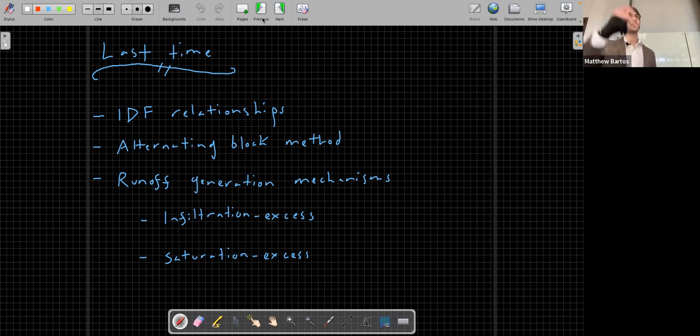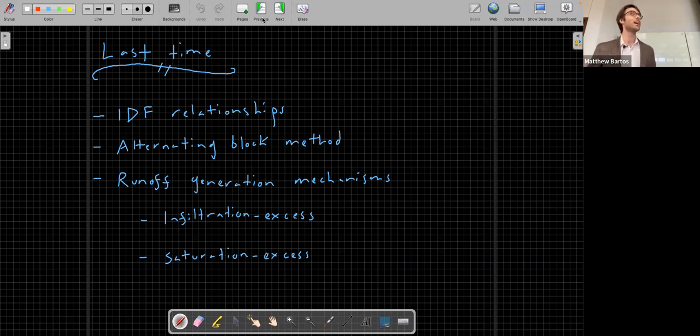Yes. Infiltration excess assumes that the top layer of soil is saturated and then runoff starts from that. And then saturation excess assumes that the soil is saturated with the water table, right? And then from there it starts flowing out to whatever drainage.